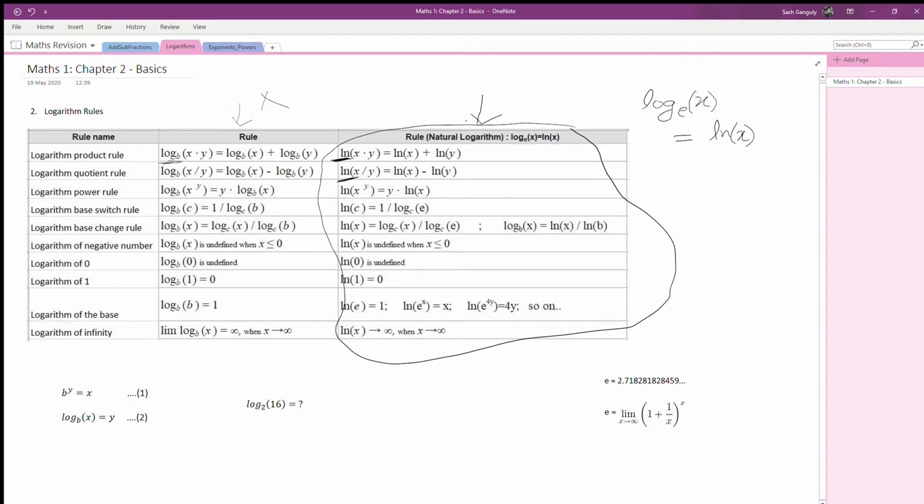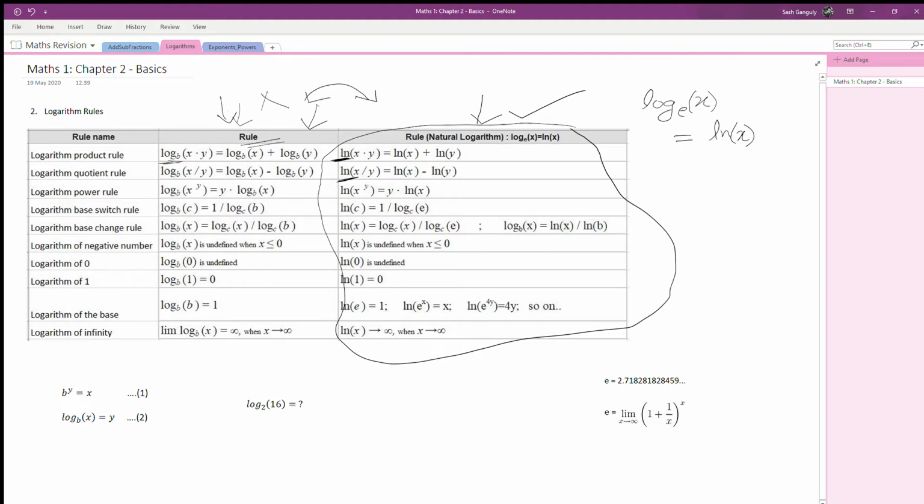So for your UOL syllabus, you will only be dealing with natural logarithms. However, all the rules of the natural logarithm come from this more generic one over here. So for your convenience, I have listed both out for you. You only need to remember this part, but you're free to go through the generic one as well and see how it differs from the natural logarithms.